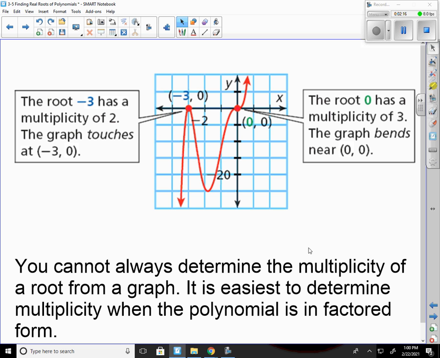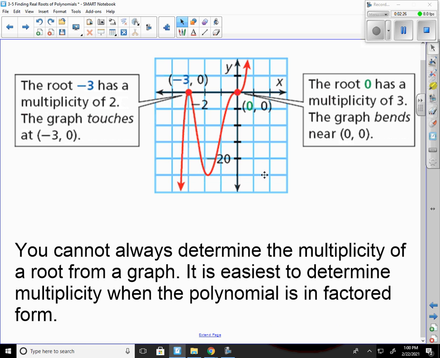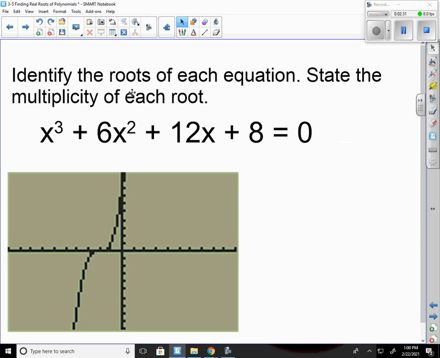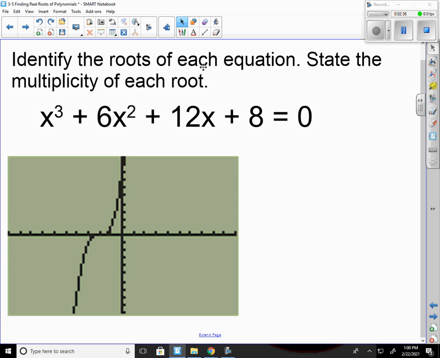We can't always determine the multiplicity of a root from a graph. It's easiest to determine the multiplicity when the polynomial is in factored form, but we're not always given a situation where we can factor. So, identify the roots of each equation and state the multiplicity of each root. Looking at this graph, which was made using a graphing calculator, but you don't have to use a graphing calculator. You could put this into Desmos, and it would graph it exactly the same. You would see the bend in the function.